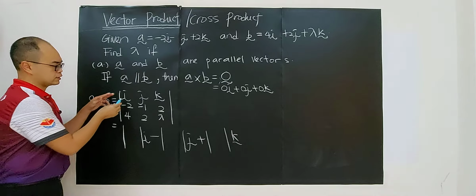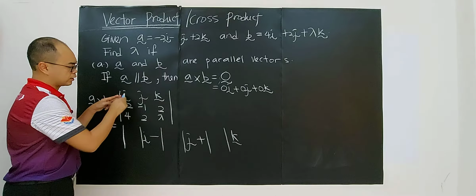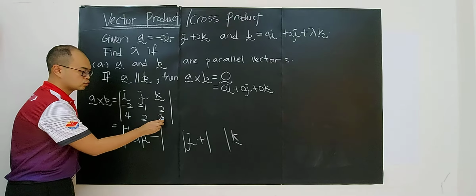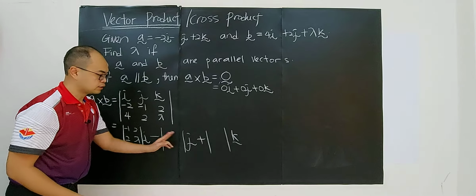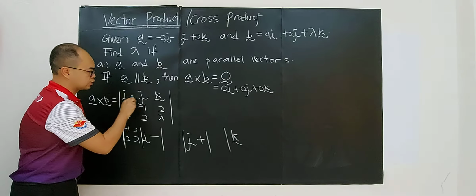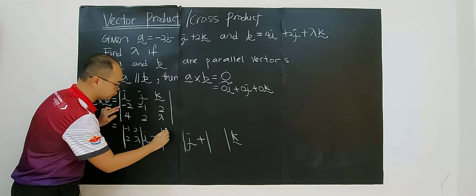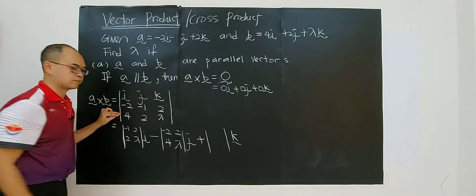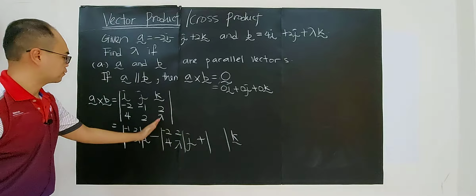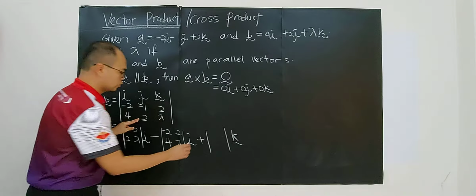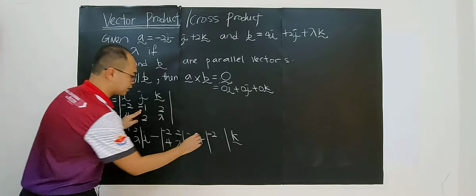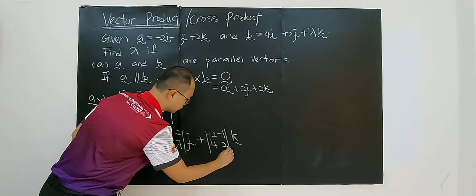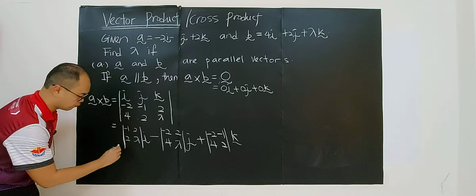So what is the minor of this i? Delete the row and the column, and we have negative 1, 2, 2, lambda. For j, the minor, delete the row and the column, we have negative 2, 2, 4, lambda. And for k, the minor is negative 2, negative 1, 4 and 2.